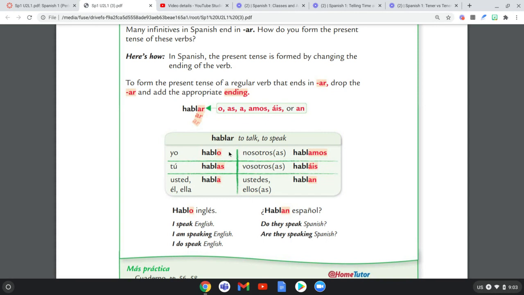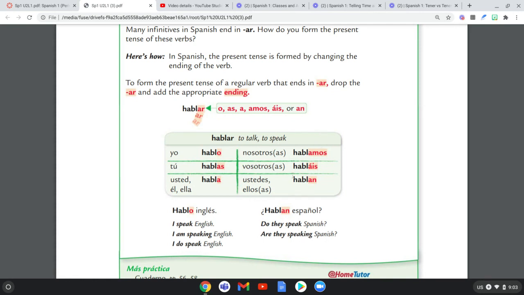If I'm saying how I talk to someone, yo hablo. If I'm saying that you, my friend, whoever it might be, talk to someone, tú hablas. If I'm saying one person I'm talking about, like, oh yeah, the boy in class had to talk to the teacher, él, the boy, habla. So he talks with the teacher, right? Because he lost an assignment or something. Habla.